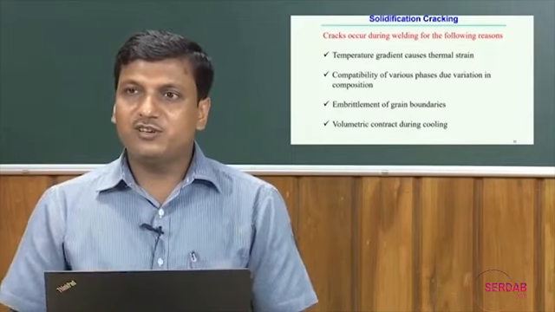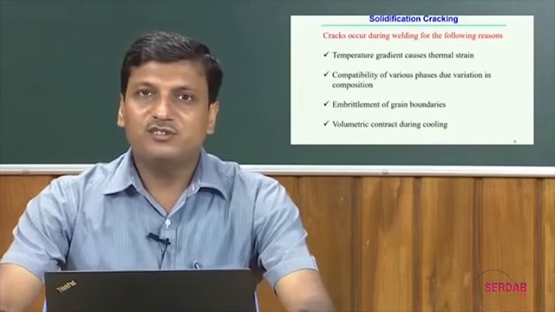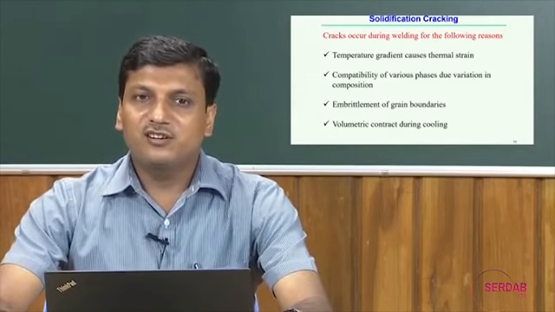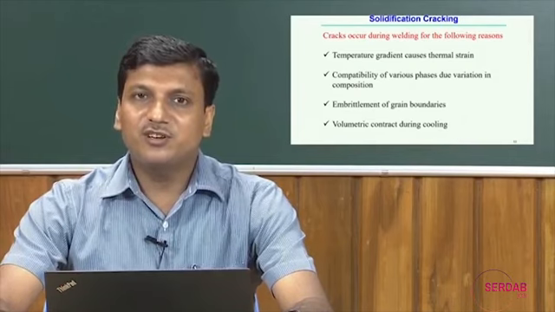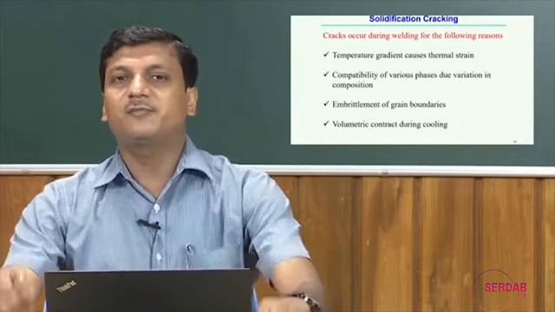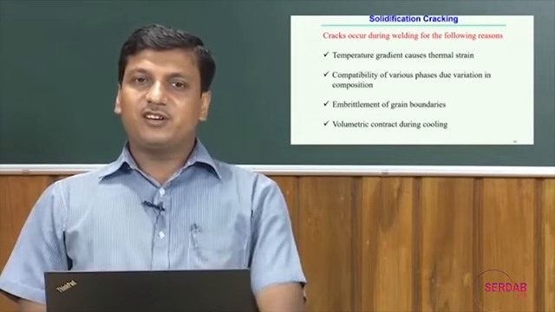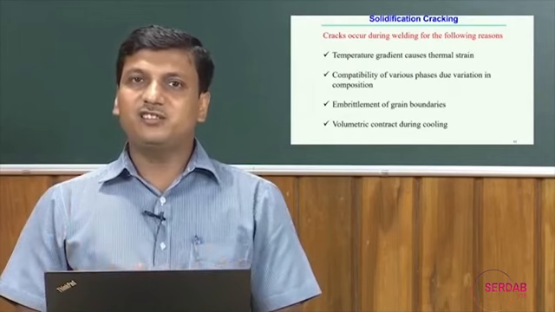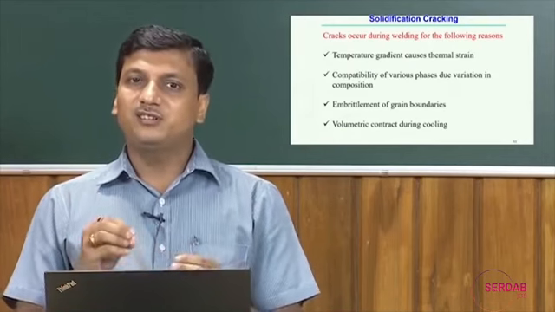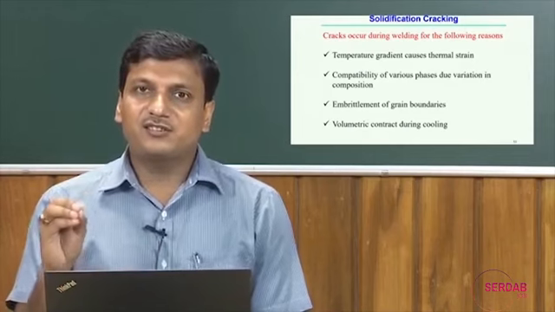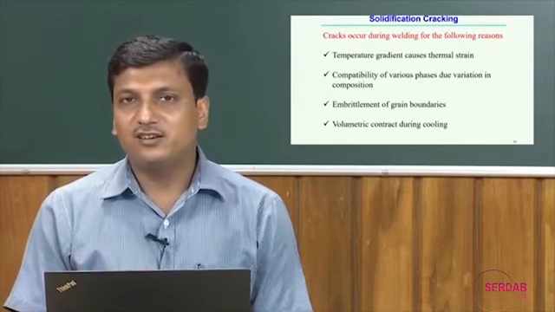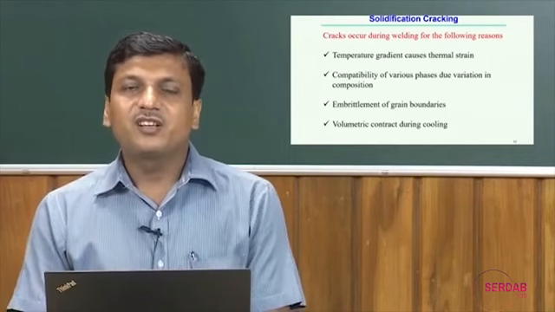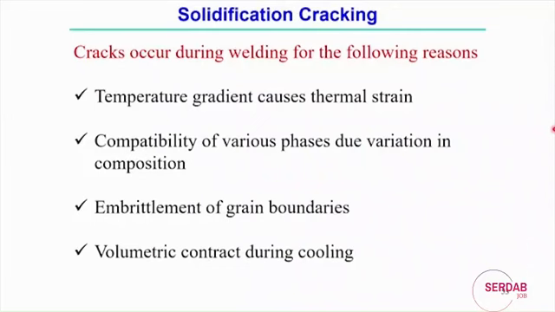Now, the next topic we will look into is solidification cracking, which is more related to the welding process. We see that cracks normally occur in certain regions during welding. The first reason is that during the solidification process the crack may occur due to the temperature gradient. If there is a temperature gradient, that also brings thermal strain. The next possible reason is the incompatibility of the different phases due to variation in their compositions, and third, embrittlement of the grain boundary.